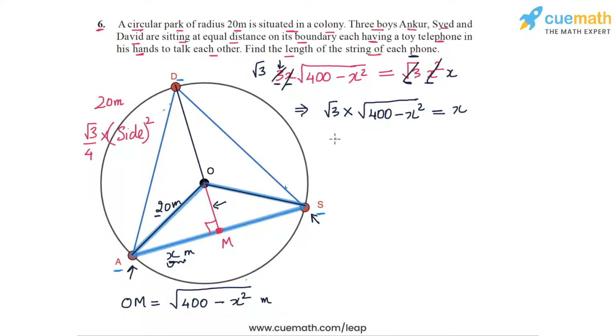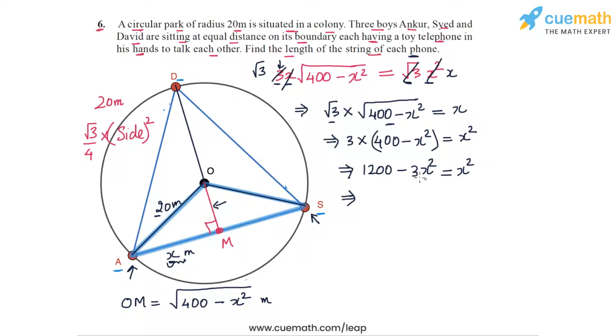Now I can square both sides of this equation. So if I do that, I will get 3, the square of root 3, into the square of this term, root of 400 minus x square, will simply be 400 minus x square, and this is equal to, on the right side we will get x square. Now this seems to be getting easier and easier. If we expand the product on the left, we will get 1200 minus 3x square, and on the right side we get x square.